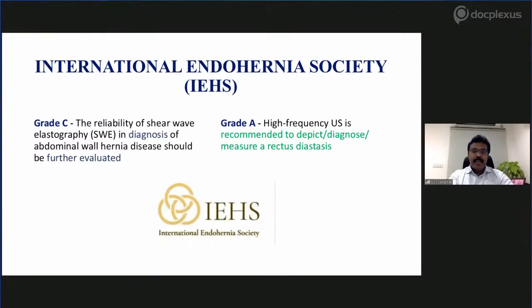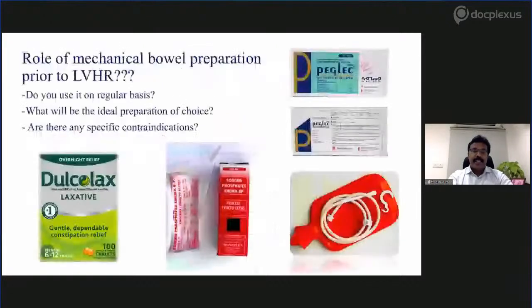Reliability of shear wave elastography in the diagnosis of abdominal hernia disease should be further evaluated. Grade A: high frequency ultrasound is recommended for defect size and diagnosis of rectus diastasis. This is the guideline from the IEHS.